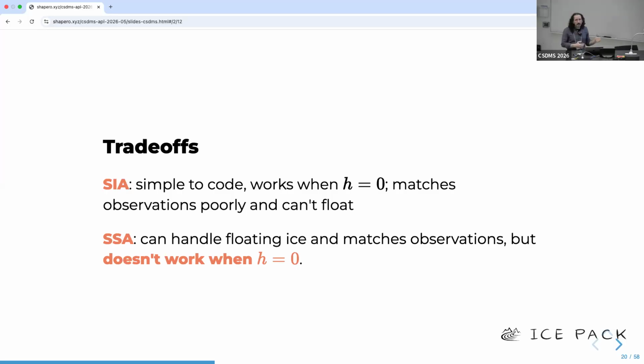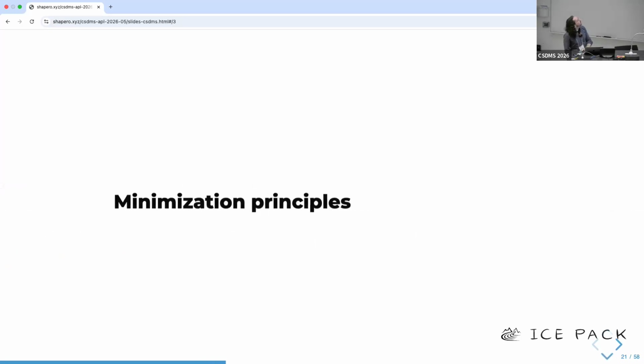So this is sort of the dilemma that we're stuck with, is we have two models, and the trade-offs between them are not great, and you sort of just have to pick one. And this bothered me for a really long time. And I thought, wouldn't it be great if there were some way that we could get the nice properties of the shallow ice approximation, namely that it works even with a dry state, and have that same characteristic of the shallow shelf approximation.